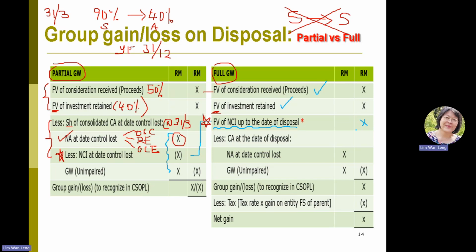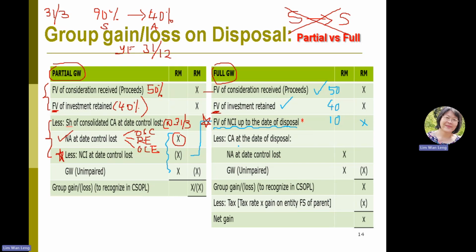Okay, add all three together, which means what? You have the 50% that you dispose of. You have the 40% that you retain. You have the 10%, which is the NCI that you measure at fair value. 50, 40, 10, that means it's 100.